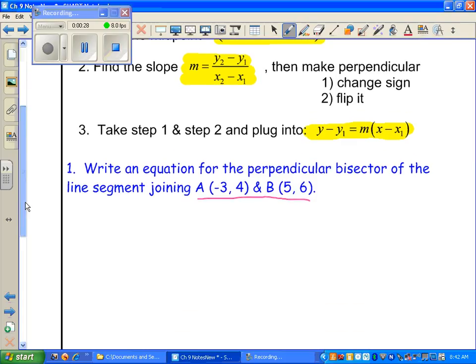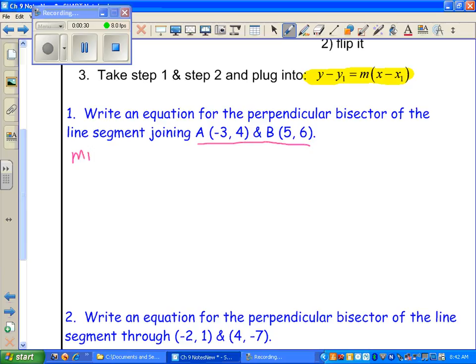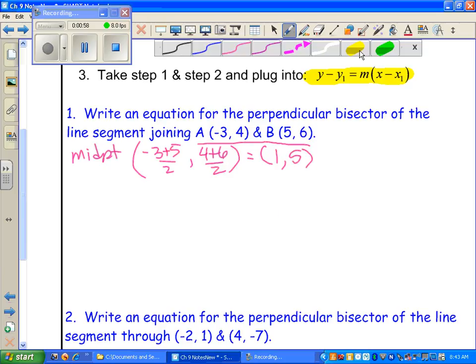So first thing we're going to do is find the midpoint. So that's an average. So we have an average of our x's, which is -3 and 5 divided by 2, comma, averaging our y's, 4 and 6 divided by 2. So the midpoint is going to be -3 and 5 is 2 divided by 2 is 1. 4 and 6 is 10 divided by 2 is 5. So there's my midpoint. That's one of the points I'm going to need to work the problem out. I'm going to highlight it so I can keep it.